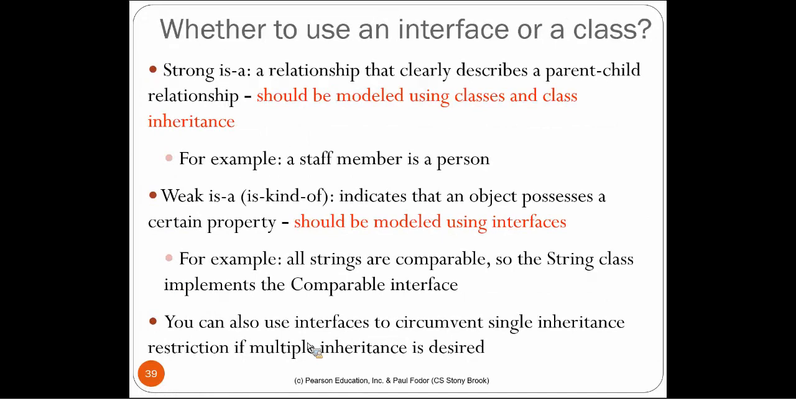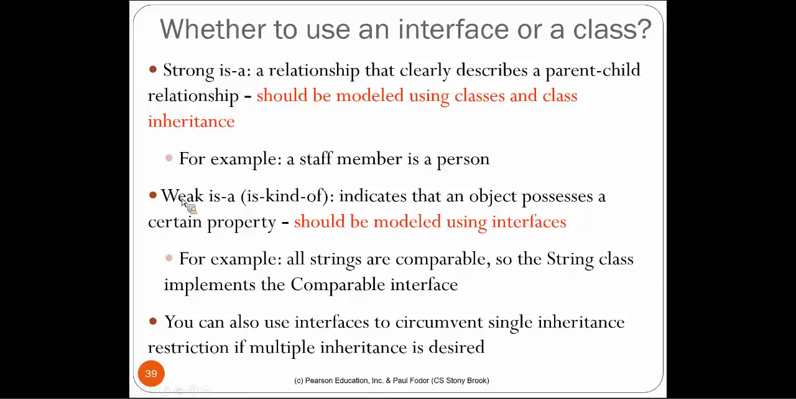So the question is when to use interfaces and when to use abstract classes or even superclasses that are non-abstract. In most general cases, there are two types of inheritance relationships. One is called strong is-a and the other one is weak is-a. A relationship that describes a clearly parent-child relationship should be modeled with class inheritance and therefore no interfaces. Like for instance that a staff member is a person or that a student is a person. That must be implemented with extends, with subclass inheritance.